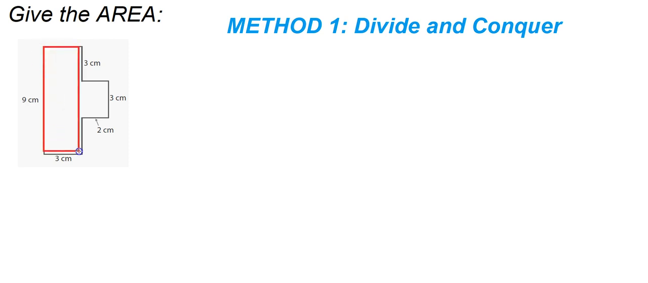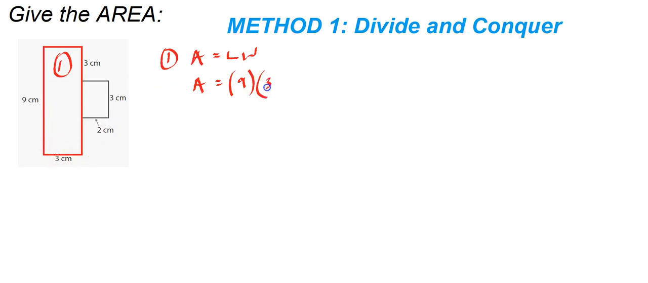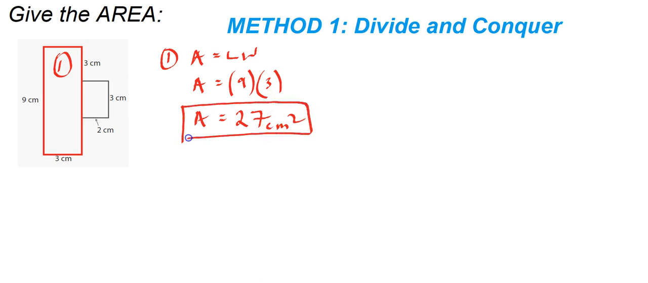Let's do a red rectangle here for this part, and that will be labeled as rectangle number 1, and let's find the area of rectangle number 1. So area equals length times width. What information have we been given? We've been given the length, which is 9, times, we're lucky, we've been given the width, which is 3. So the area of rectangle number 1 is 9 times 3, which is 27 centimeters, and it's an area, so it had better be squared. So that's part 1 of our calculations.